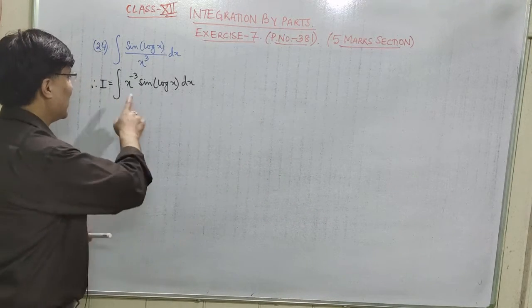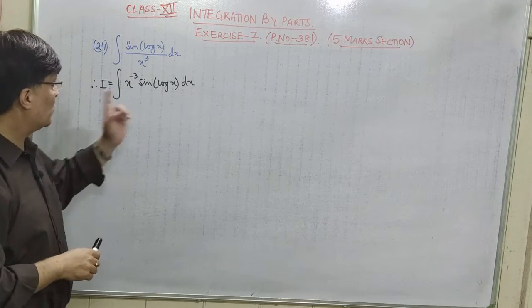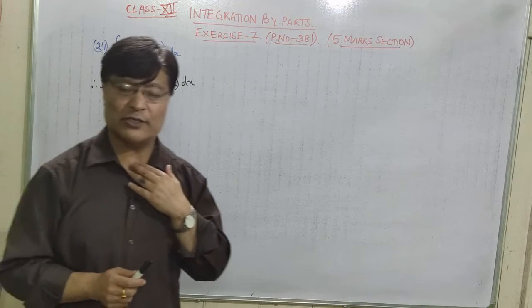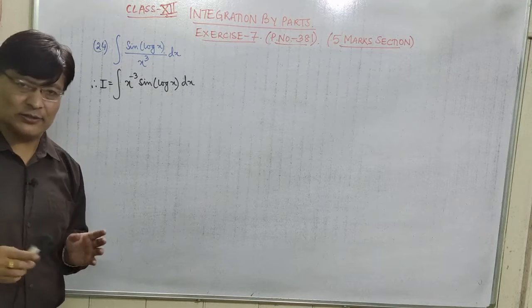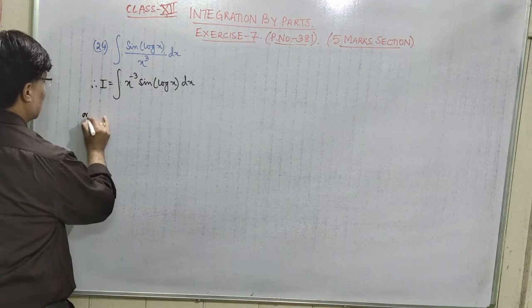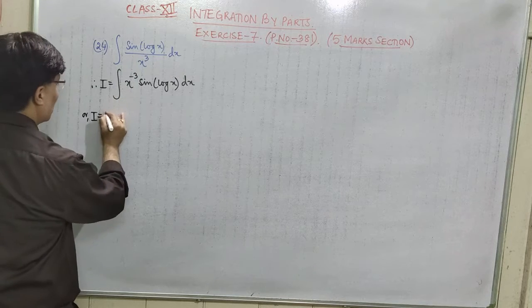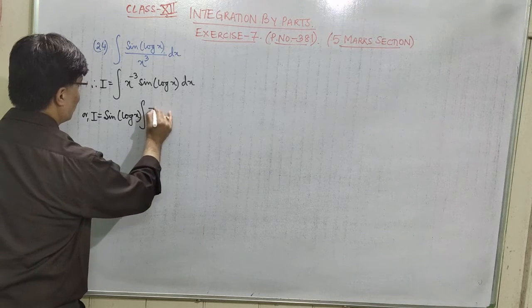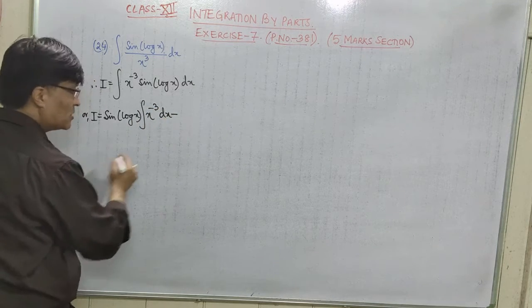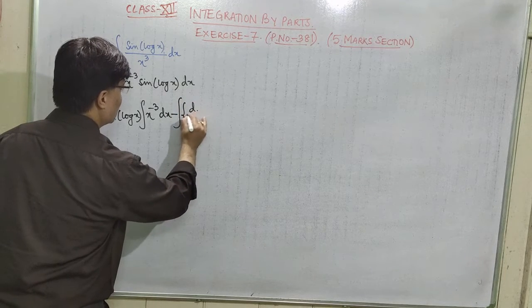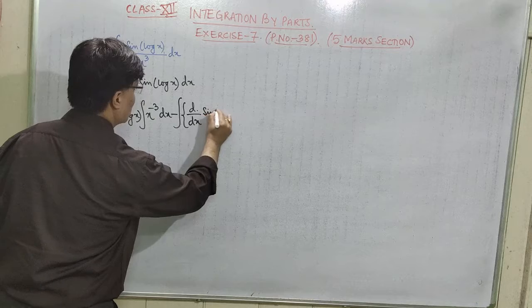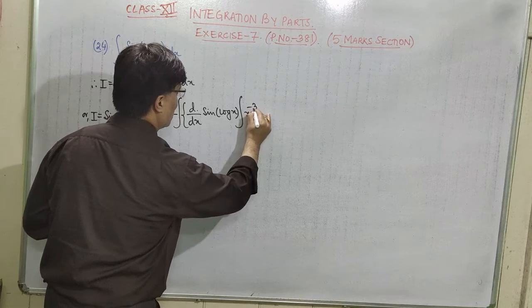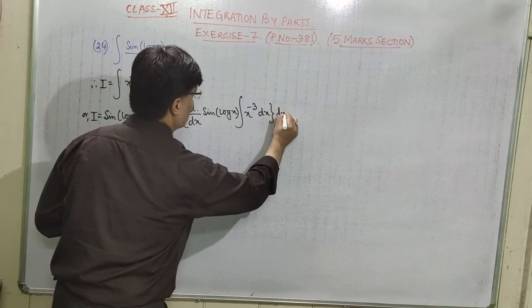So in this case, we don't take x to the power minus 3 as the first function, but we take sine of log x as the first function and x to the power minus 3 as the second function. Then only you can do this integration. Okay? So let us do this integration now. I is equal to sine of log x taken outside, integration of x to the power minus 3 dx, minus integration of, in the second bracket, dy dx of sine of log x, then integration of x to the power minus 3 dx, second bracket closed, dx.